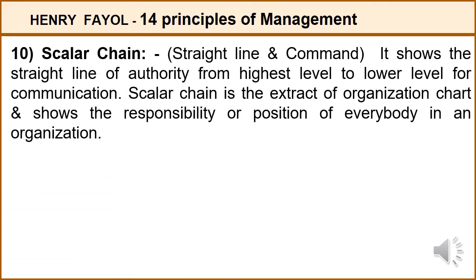The next principle is scalar chain, the straight line of command. The meaning of the scalar chain is a straight line of command. It shows the straight line of authority from the highest level to the lower level for communication. The scalar chain is an extract of the organization chart and shows the responsibility or position of everybody in an organization. The formal lines of authority from the highest to the lowest rank are known as the scalar chain.